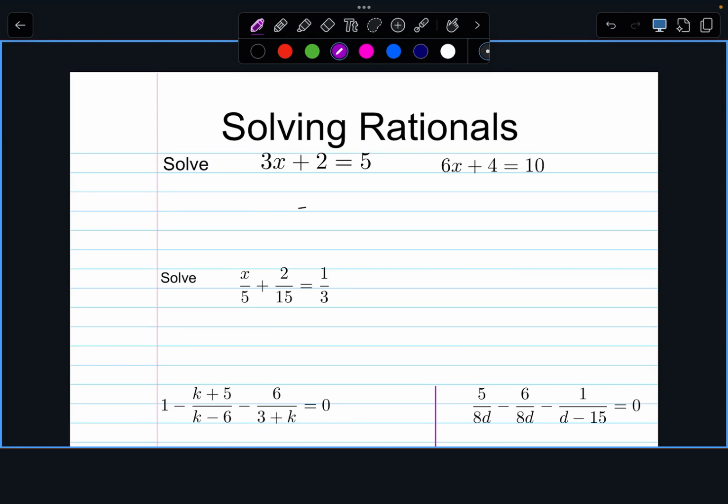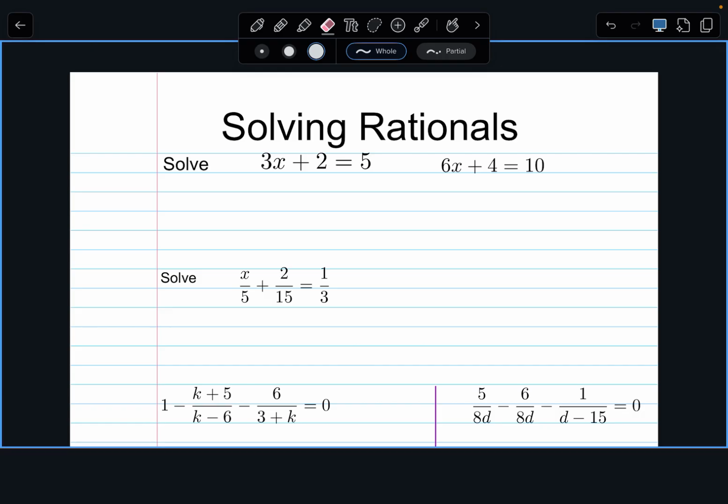Solving rationals. This lesson incorporates a lot of different math skills that we have learned throughout our math career, and I will be pointing those out to you. Basically, I'm going to teach you one new thing. But depending on who your algebra teacher is and how they taught you solving equations when you had fractions, it might not even be new to you. So let's dive into this.